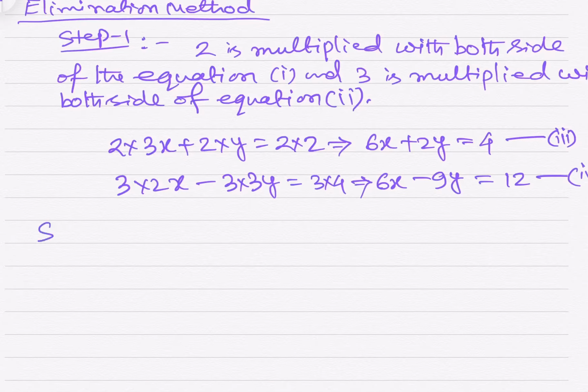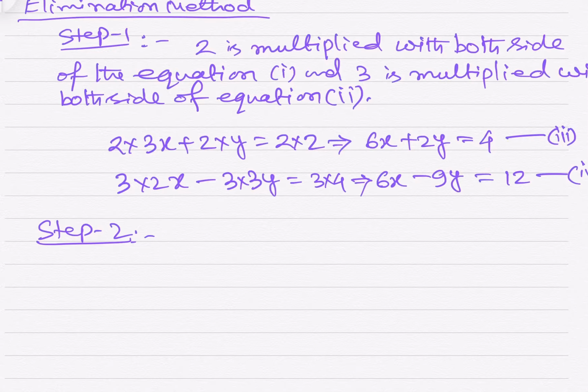So now after that you apply step 2. In step 2, first you see both equations: 6x plus 2y equals 4 and the second one is 6x minus 9y equals 12. We see that in both equations the variable x has the same coefficient. Both are plus terms, so to eliminate these two terms we apply the subtraction method. When we apply the subtraction method, we eliminate this variable from both equations.